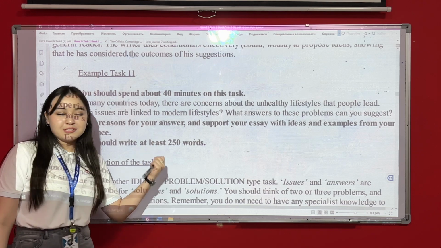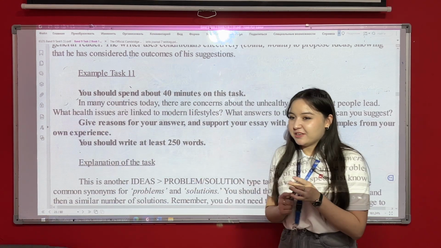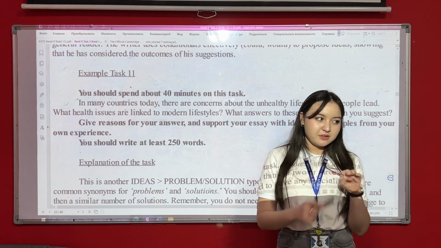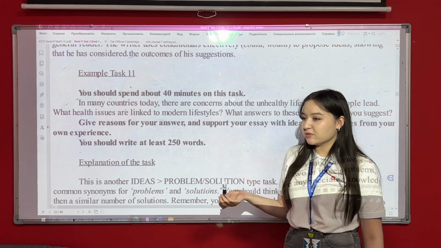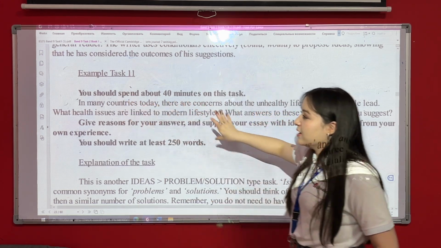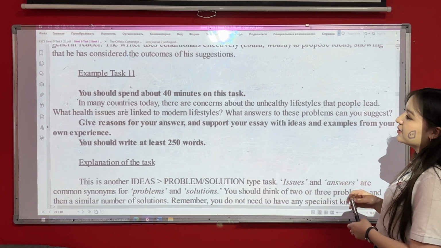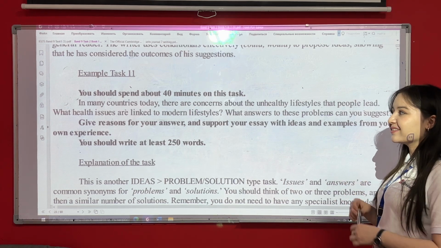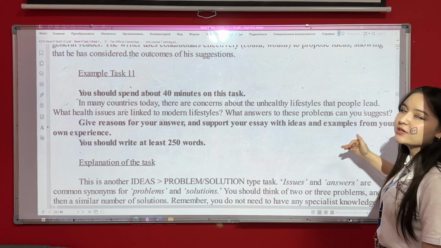In previous lessons, guys, we have discussed opinion essays and discussion essays. But this essay is not about opinion and it's not about discussion. Okay? Here is the topic and here is the task. Let's read it first. In many countries today, there is concern about the unhealthy lifestyles that people lead. What health issues are linked to modern lifestyles and what answers to these problems can you suggest?